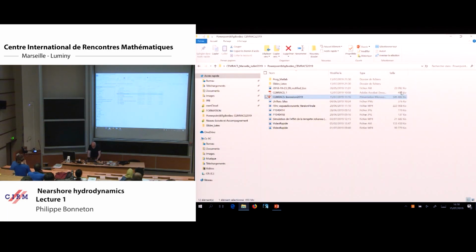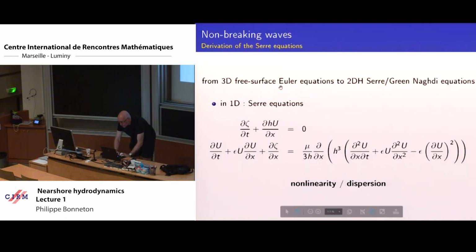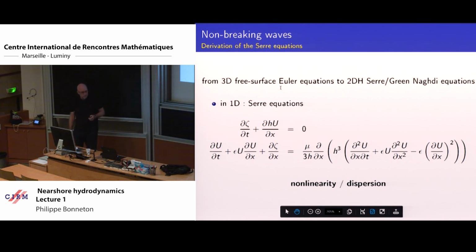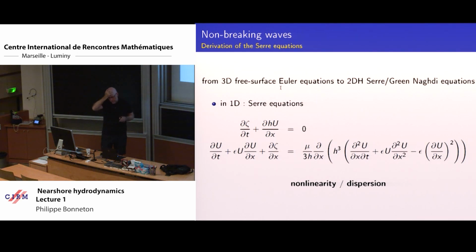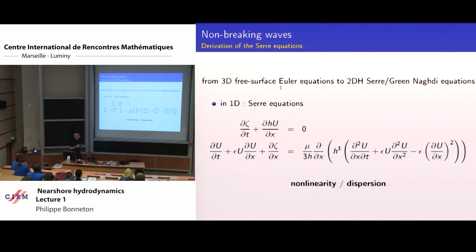It's very difficult to write equations with PowerPoint, so I shift to Beamer. So the objective now is to derive a well-known model named Serre equation. Serre equation are a 1D model, and the extension to 2D is named generally Serre-Grinaldi equation. So personally, I speak about Serre-Grinaldi equations.